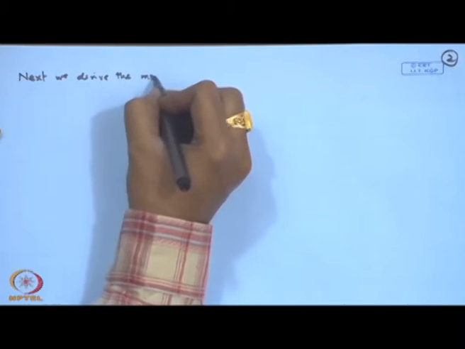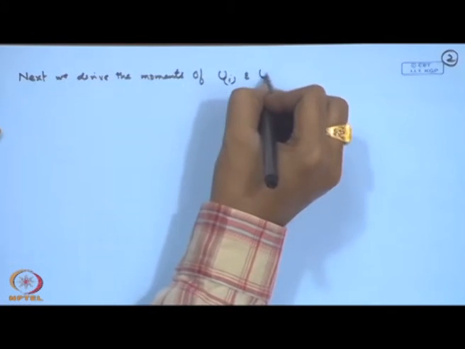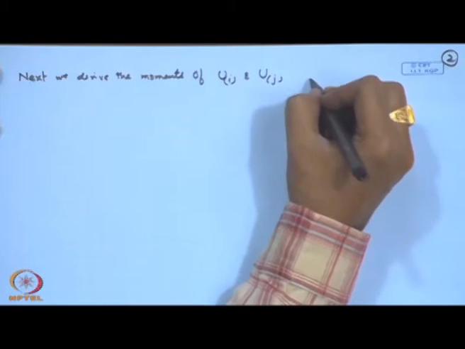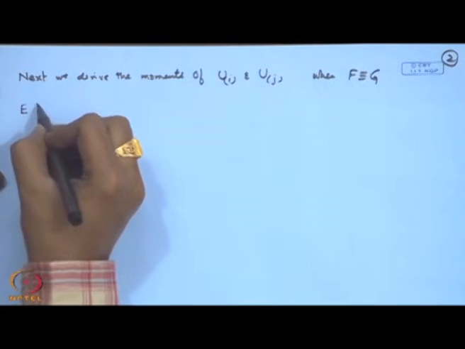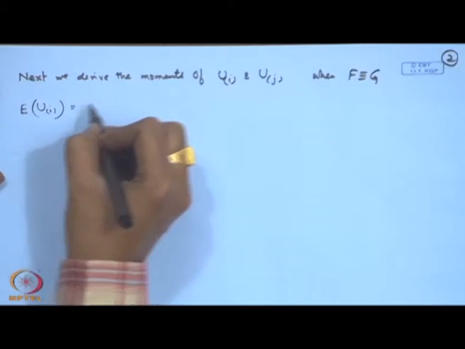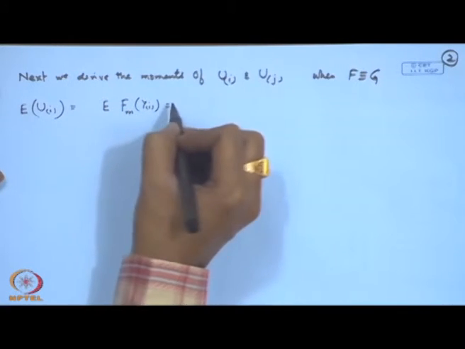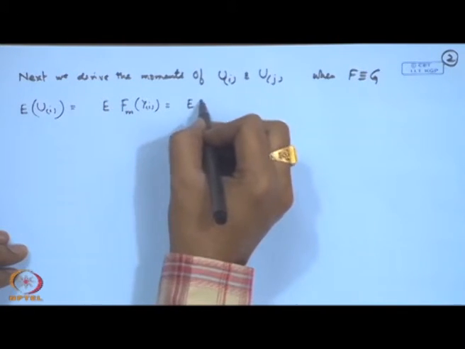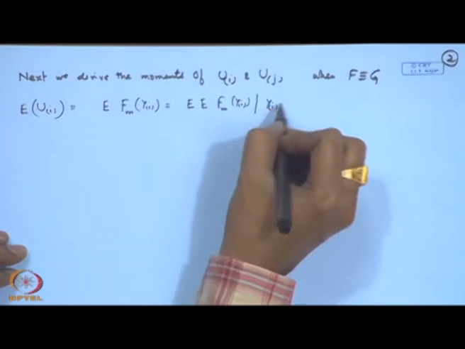We derive the moments of U_i and U_j. Of course, we consider the case when f is equal to g. When f is not equal to g, only expressions can be written, but here we can derive the exact values. So, the expectation of U_i, that is the expectation of F_m(Y_i), we can consider as the expectation of the expectation of F_m(Y_i) given Y_i.